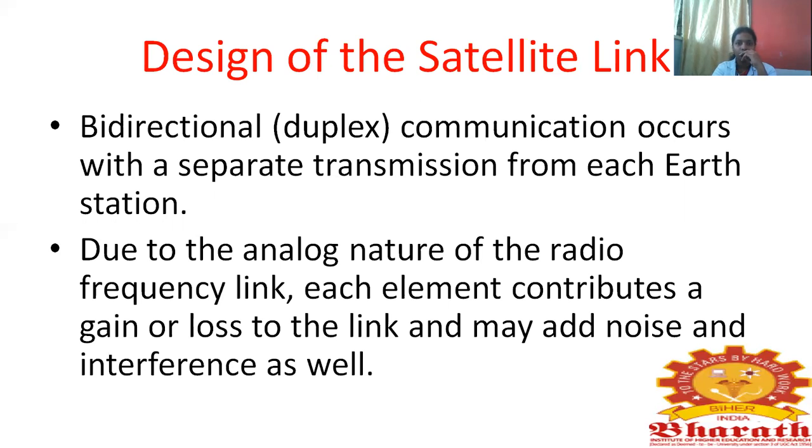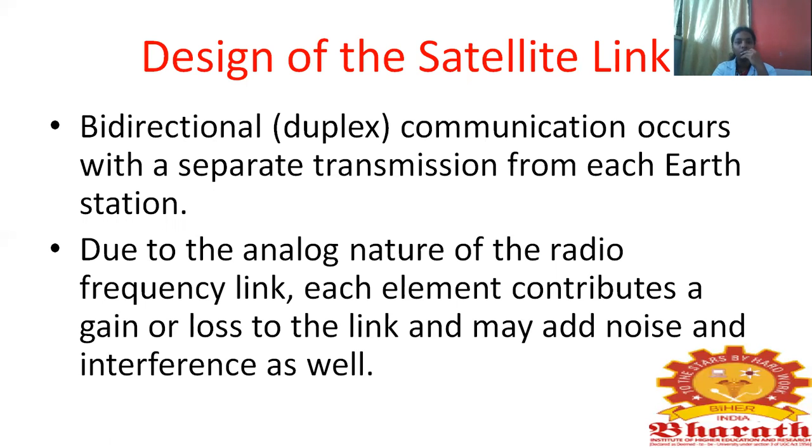Right? So the bidirectional communication is going to take place with a separate transmission from the earth station. It means that it is going to have a separate antenna for transmitting and a separate antenna for receiving. Due to the analog nature of the radio frequency, each element is going to contribute to gain or loss of the link. Depending on the element, you are going to have either gain or loss in the link.